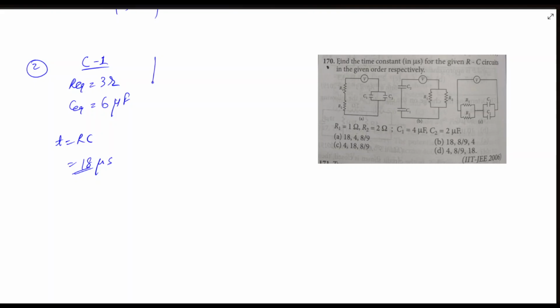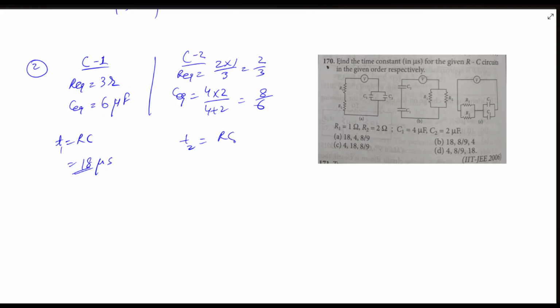series. So for circuit 2, C equivalent will be 4 into 2 upon 4 plus 2. So it will be 8 upon 6. And R equivalent, again these are in parallel. So we'll write it as 2 into 1 upon 3. So it will be 2 by 3. So this was for the first circuit.